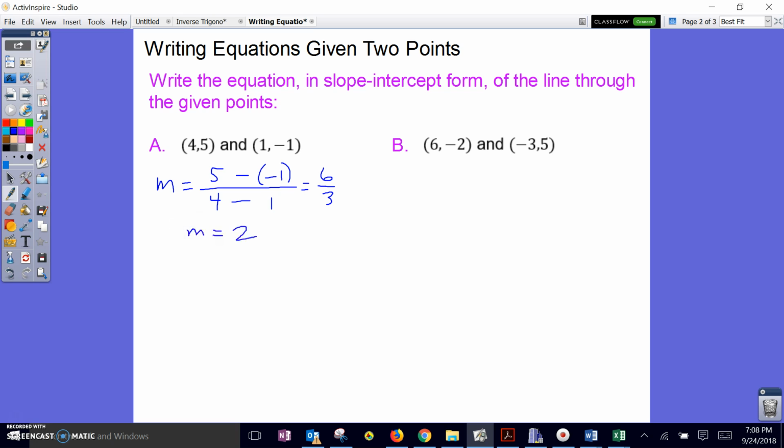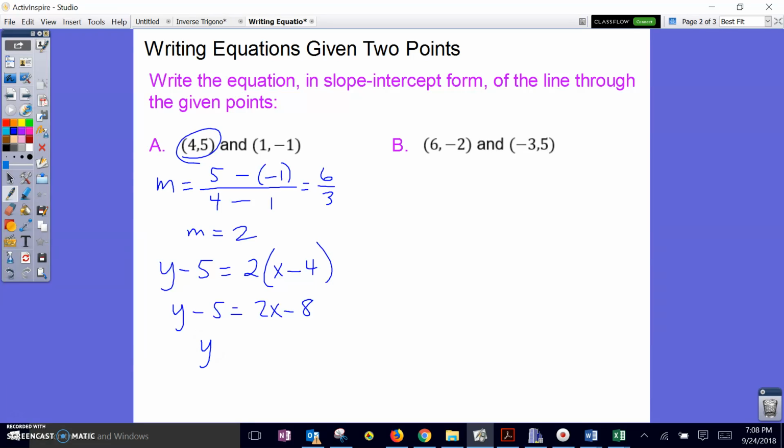And then I pick one of the points. Doesn't matter which one you pick. I'm going to pick the first one. I've got y minus 5 is equal to the slope times the quantity x minus 4. And now I'm going to convert that over into slope-intercept form.